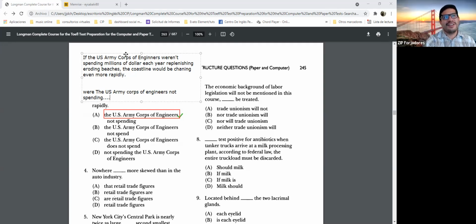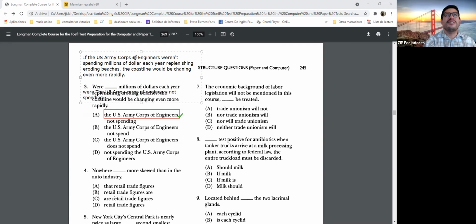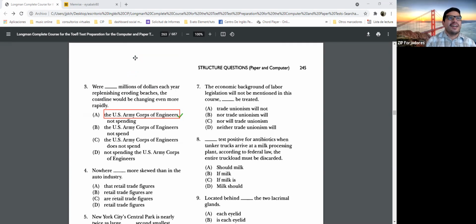Excellent. Another auxiliary is "do," the verb to do. And they could also be main verbs, but I have never seen an example of the verb to do as the main verb. But yes, it could be. All right. Good. So let's go with number 4, please.